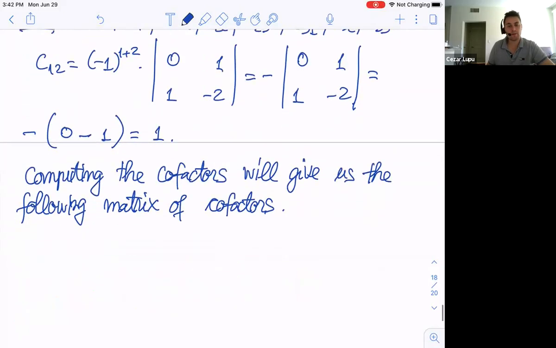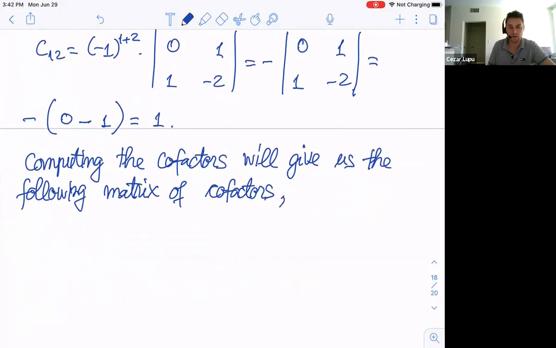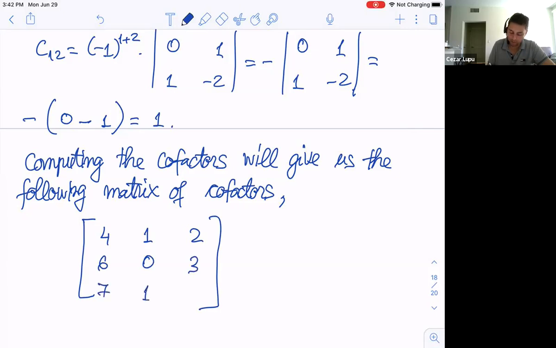So I'm just going to write the matrix of the cofactors. After you do all these computations, but like I said, I don't want to lose too much time with this, you will get something like 4, 1, 2, and then you will get something like 6, 0, 3, 7, 1, 2. I hope I didn't make any mistakes.